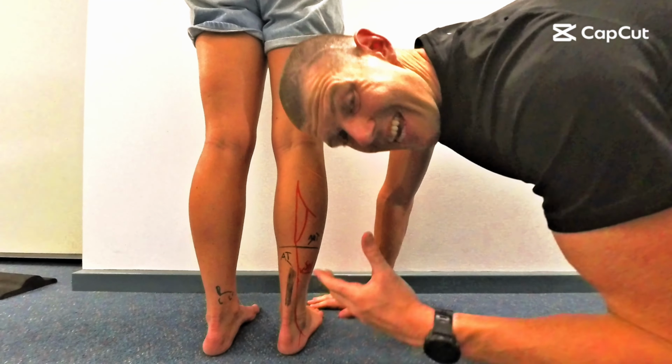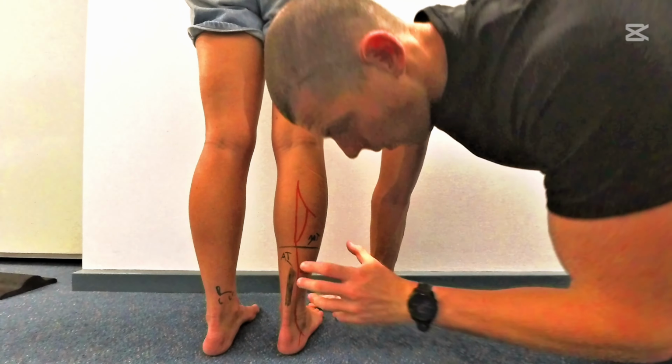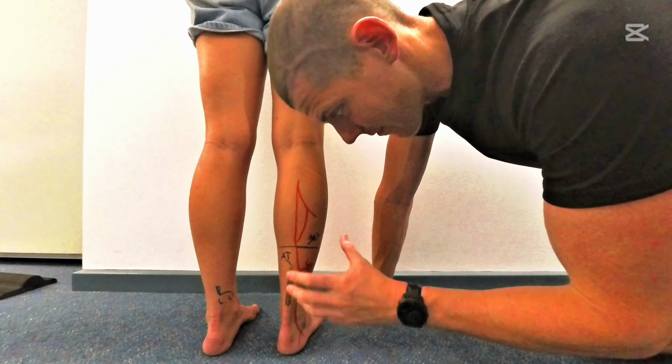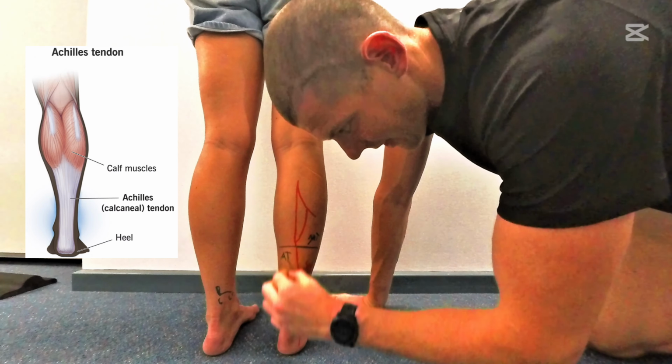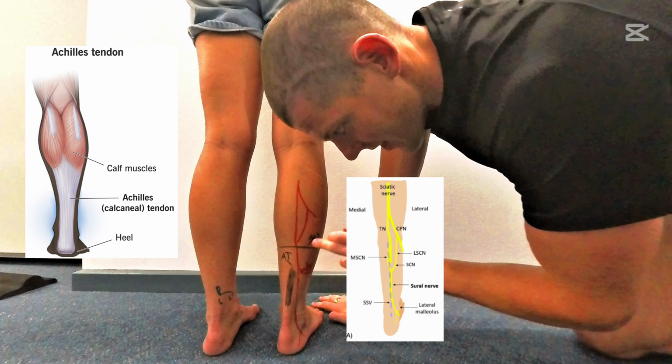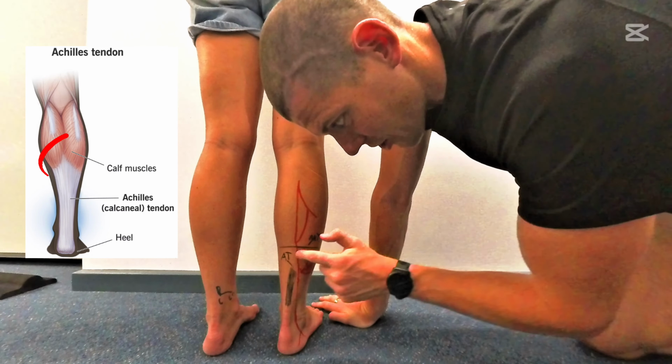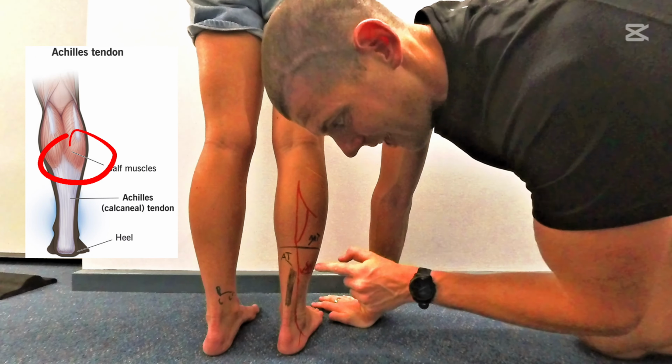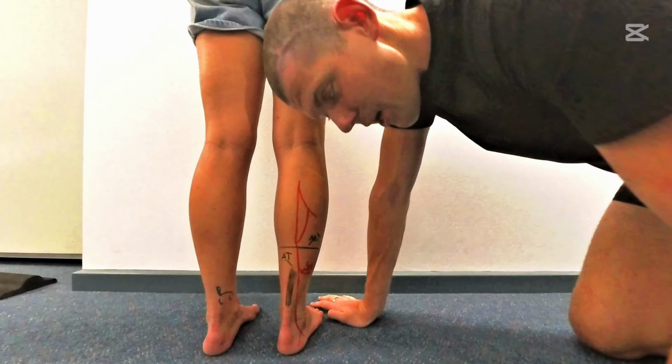Pain in the back of your leg isn't always your Achilles. When we think of the anatomy of the back of the leg, we have our big calf muscle, Achilles tendon, and then we have our sural nerve running down through the outside. This MT stands for musculotendinous junction, AT for Achilles tendon, and SM for sural nerve.